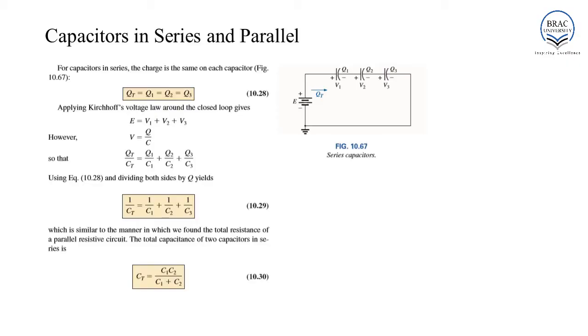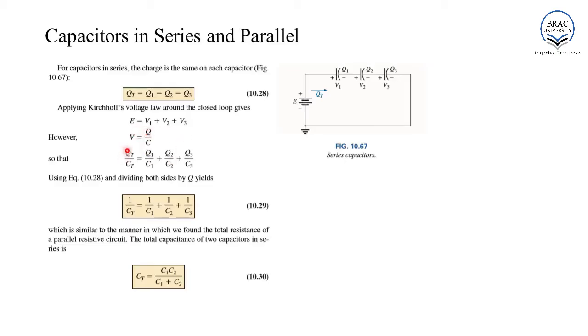Capacitors in series and in parallel. When capacitors are connected in series, the charge is the same on each capacitor. That is, Qt equals Q1 equals Q2 equals Q3. Applying Kirchhoff's voltage law around the closed loop gives us the expression E equals V1 plus V2 plus V3.